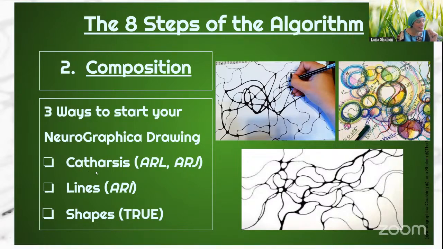At the basic user course, we actually do two of them, okay? We do catharsis and we do lines. This is the major algorithm from the basic user course, ARL, ARJ, and ARI, okay?